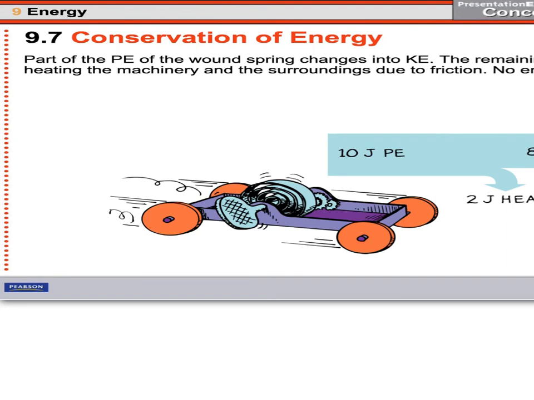Part of the potential energy of the wound spring changes into kinetic energy. The remaining PE goes into heating the machinery and the surroundings due to friction. No energy is lost. So it starts with 10 joules, moves forward with 8 joules, but you have a little bit of friction here on the floor working on it, which loses 2 joules to heat.